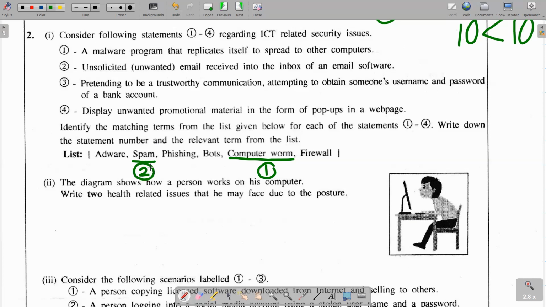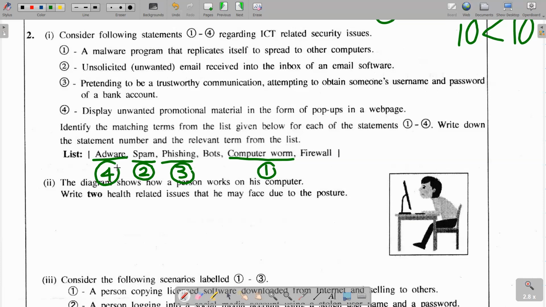Goes with the second. Pretending to be trustworthy communication, attempting to obtain someone's username, password of a bank account. So that goes with phishing. There are several locations, but from this list, we can take it as phishing. Display unwanted promotional materials in the form of pop-ups in a web page. Those are called adware.